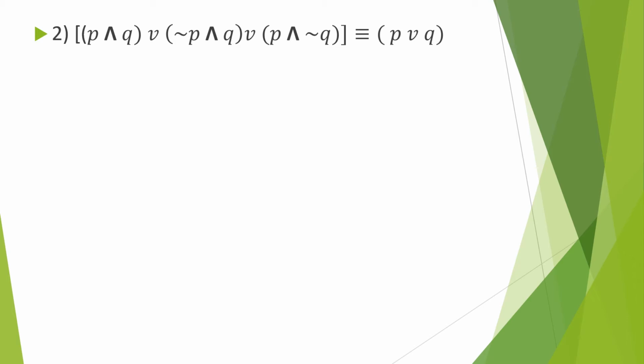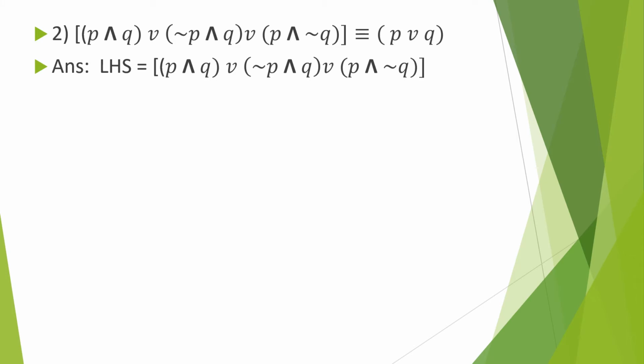Q or (P and negation Q) is logically equivalent to P or Q. So start with the left hand side, that is (P and Q) or (negation P and Q) or (P and negation Q). So interchange the second and third brackets. This property is known as commutative property. We can interchange the two orders. Now the third bracket is in the position of the second bracket and the second in the position of the third bracket. So (P and Q) or (P and negation Q) or (negation P and Q).